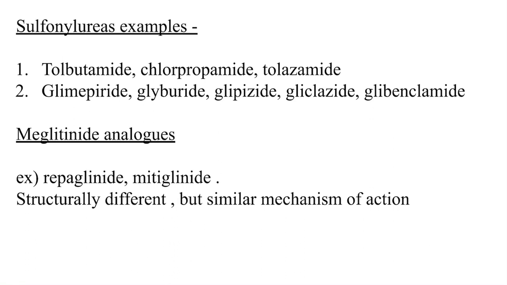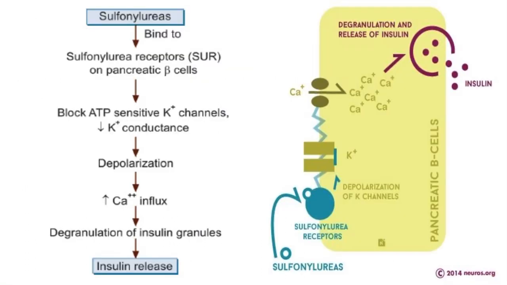Examples are repaglinide, nateglinide. Now coming to the mechanism of action, sulfonylureas bind to the sulfonylurea receptors on the pancreatic B cells. So in the picture you can see these blue color receptors on the pancreatic B cells. So this stops the efflux of potassium. That means it blocks the ATP sensitive potassium channels, leading to decreased efflux of potassium. So the potassium increases intracellularly.